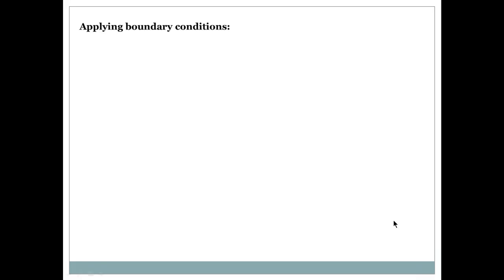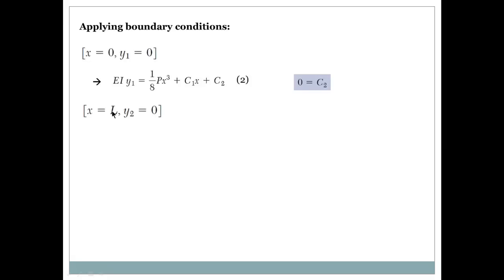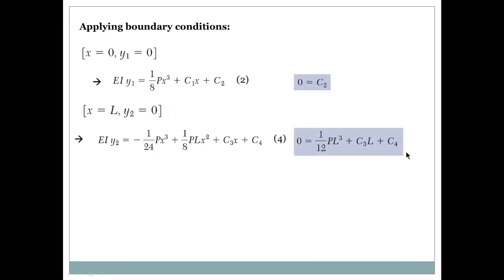Applying boundary conditions. At x equals 0, y1 equals 0. So we look at the y1 equation, and if we substitute x equals 0 in this equation, we'll end up having 0 equals C2, or C2 equals 0. At x equals L, y2 equals 0. So we look at the y2 equation and we substitute L, and of course on the other side we substitute 0, so we will end up having this expression.